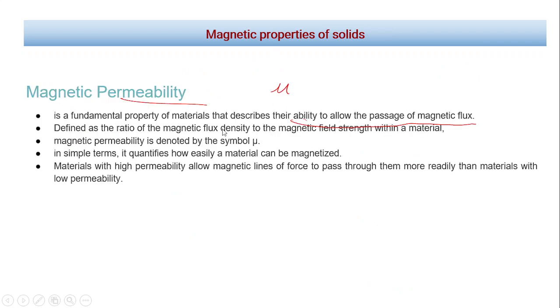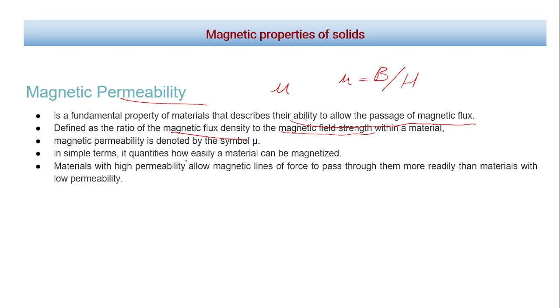It is defined as the ratio of magnetic flux density, B, to magnetic field strength. As I told, we call it magnetization field or magnetic field strength or intensity of magnetization field. They're different terms, but just keep in mind it's the same thing. So we define mu as this: how much field I am applying and how much magnetic flux is getting induced. It's the ratio of that, and the symbol is mu.